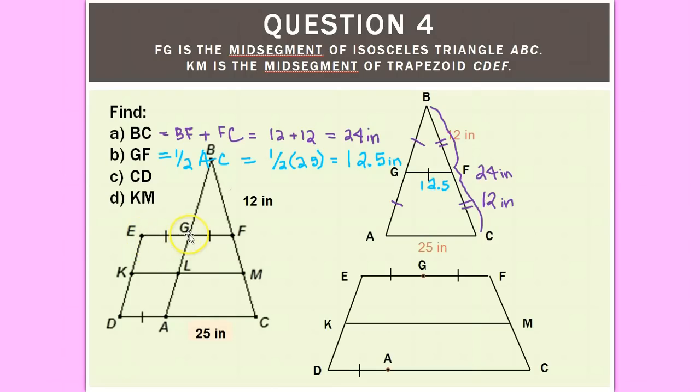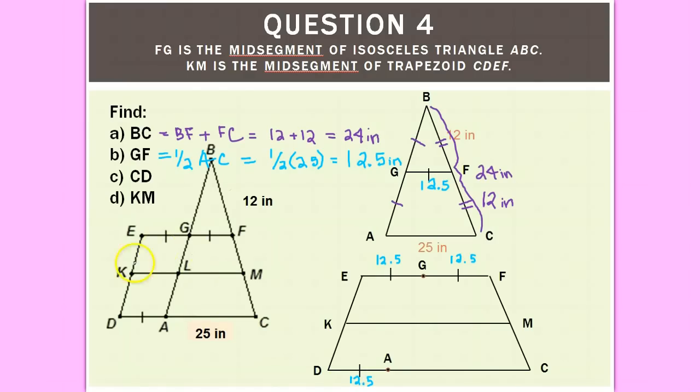So if you look at GE, it has one tick mark. GF also has one tick mark. That means that they are the same. So look at GF. We know that, right? That was in the triangle, and we found it. That was actually our answer for part B. So we know that that is 12.5, and so we know that anything that has one tick mark is also going to be 12.5. So we can start labeling our trapezoid. 12.5, 12.5, 12.5. Okay, so that gives us a little bit of information on our trapezoid.